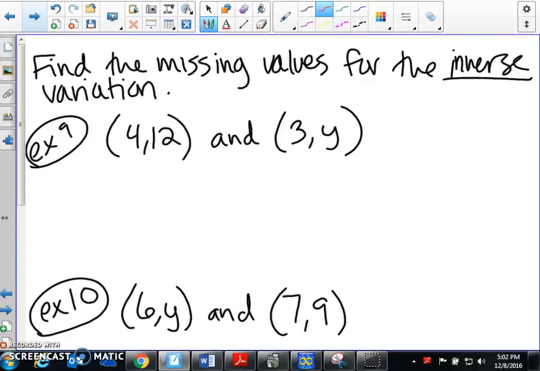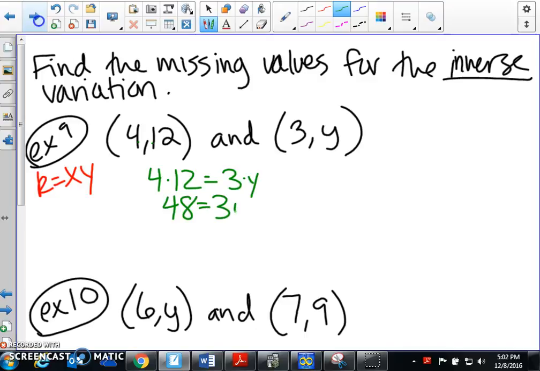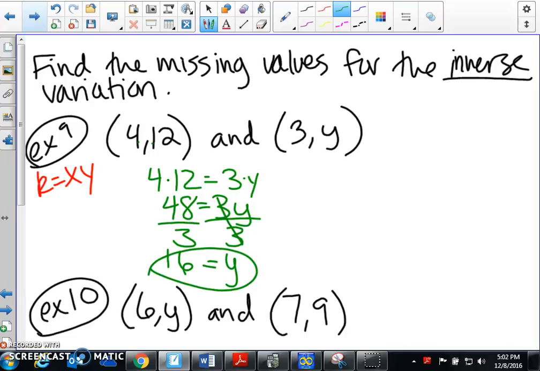All right, we're going to find the missing value. Okay, so the k for inverse, we just multiply. So I would say, okay, 4 times 12 is equal to 3 times y. So 4 times 12 is 48. 3 times y is 3y. Divide both sides by 3. Y is equal to 16, right? It's 48. Hold on, let me check that. Last thing I want to do is have to make another video because I didn't do it right. All right, good.